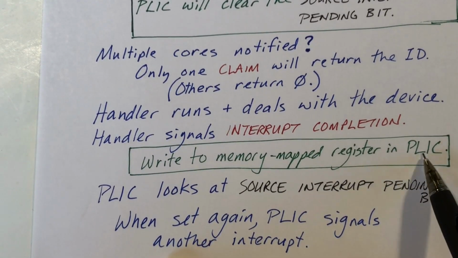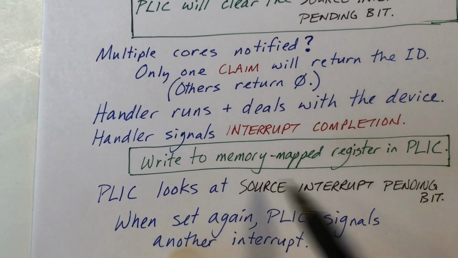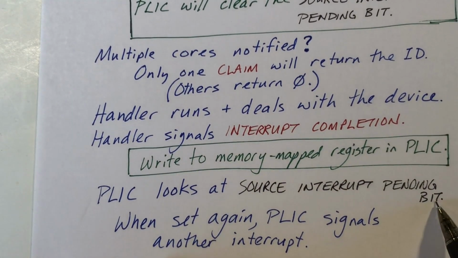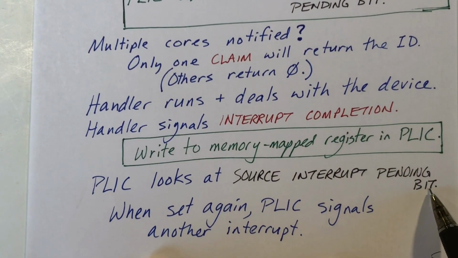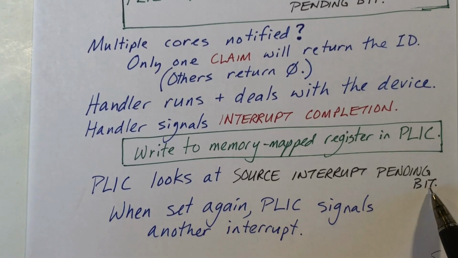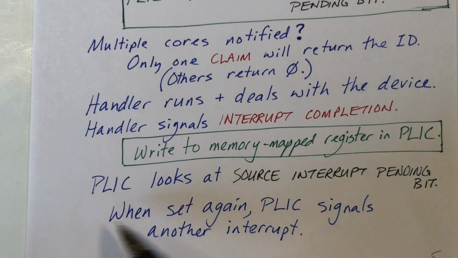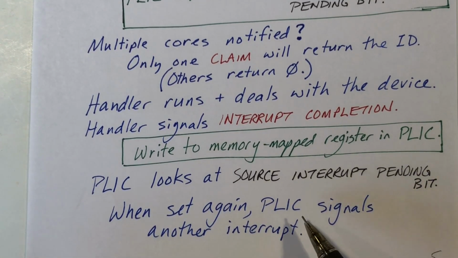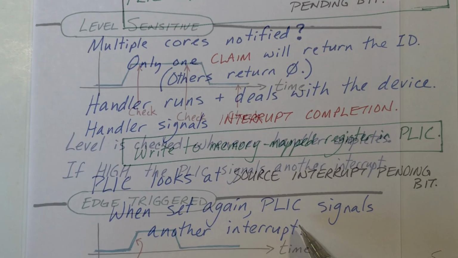And then once the interrupt completion is done, the plic will look at the source interrupt pending bit and see whether there is another pending interrupt from that same device. And if that device is requesting another interrupt, and the gateway bit is set again, then the plic will once again signal another interrupt and the process will repeat.